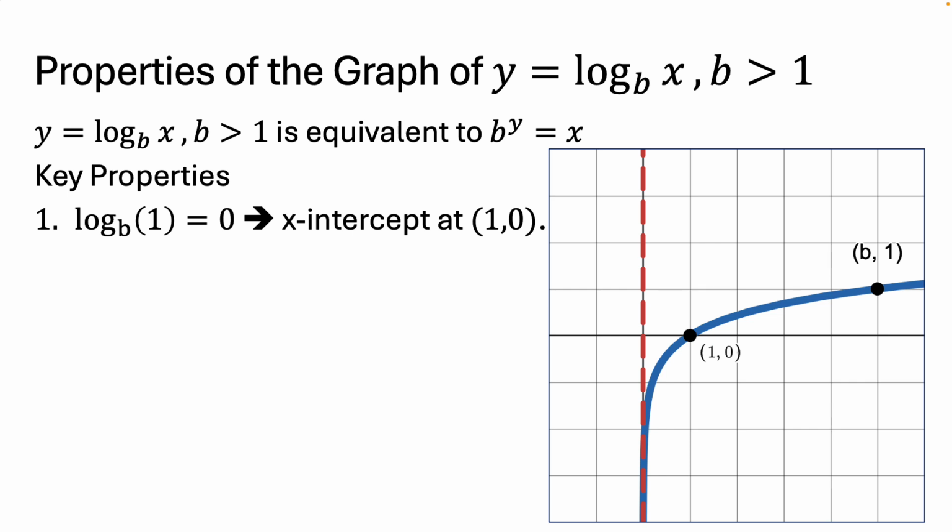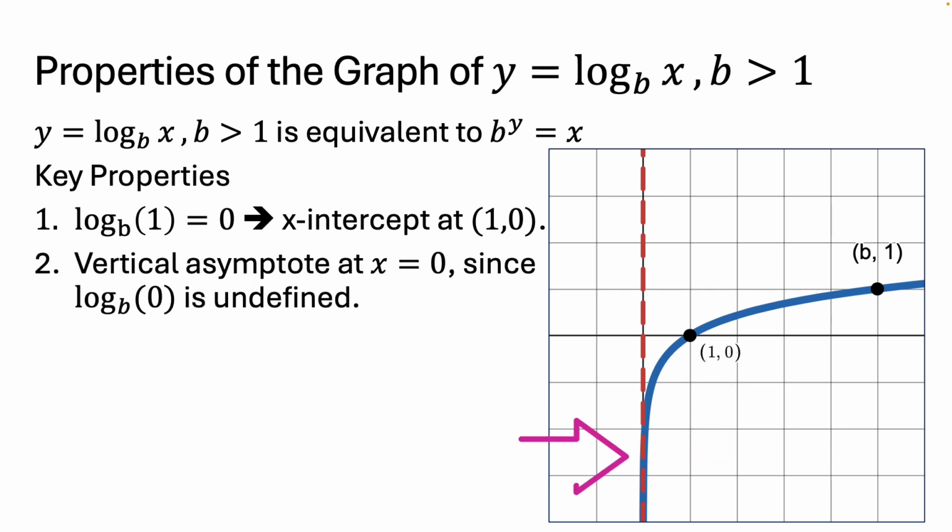First of all, log base b of 1 is always 0. This tells me that this graph has an x-intercept at (1, 0). This graph also has a vertical asymptote at x equals 0 since log base b of 0 is undefined. Log base b of b itself is equal to 1 as long as b is a value greater than 1. That tells me that the point (b, 1) is also on our graph.